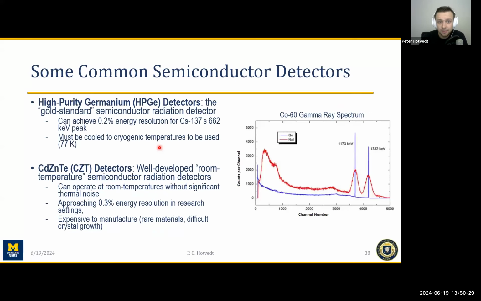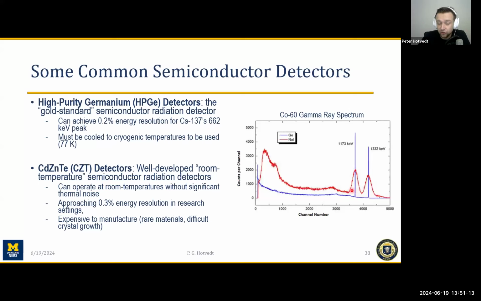So I'm going to talk really quickly about two common semiconductor detectors. As I've alluded to a lot through the last section, there are high purity germanium detectors, or HPGe detectors, which are sort of the gold standard in semiconductor radiation detectors. What I mean by that is they can achieve extremely good energy resolution, like 0.2% energy resolution for the calibration peak of cesium-137. This is the 662 keV peak, if you've heard of that. And think about it, 0.2% of 662. That's like 1 keV at most on either side in this spectrum.